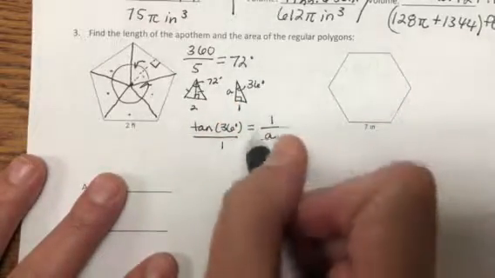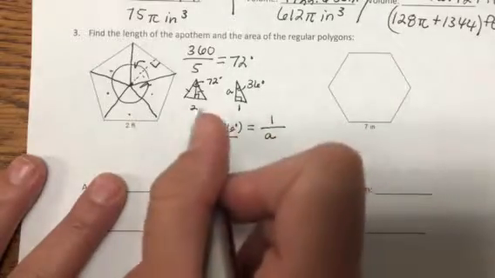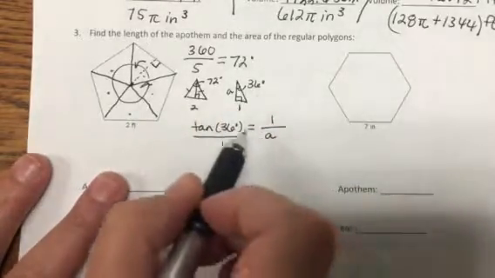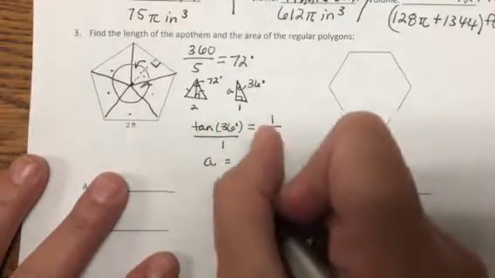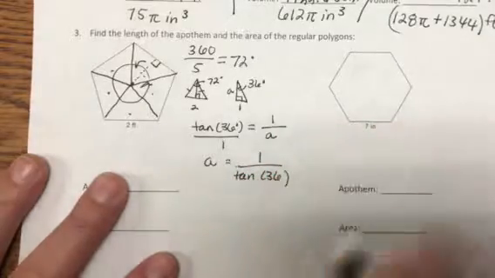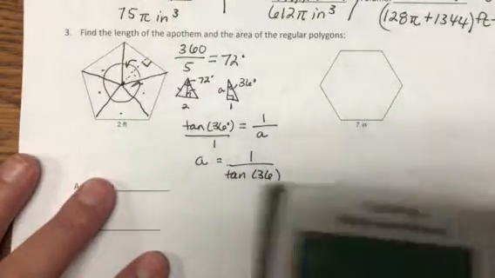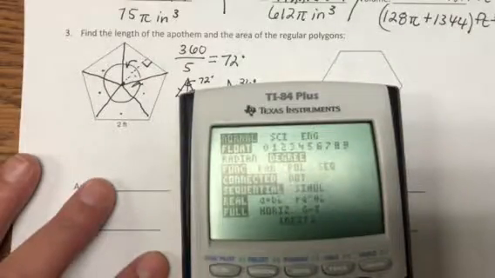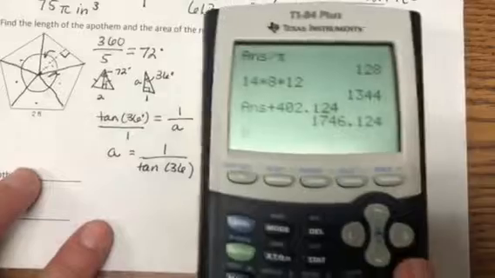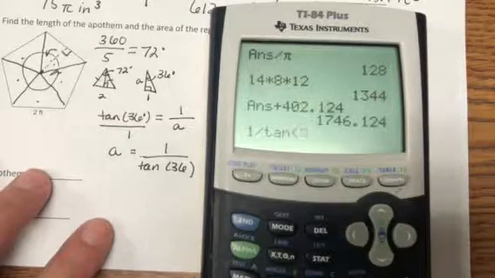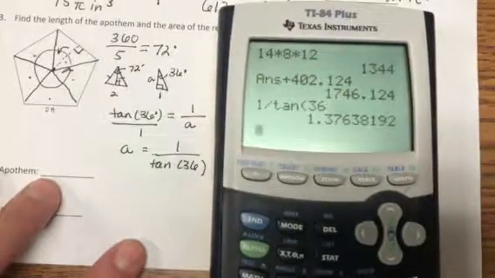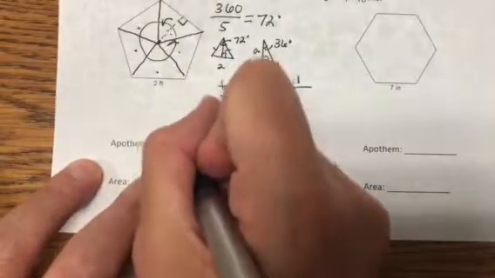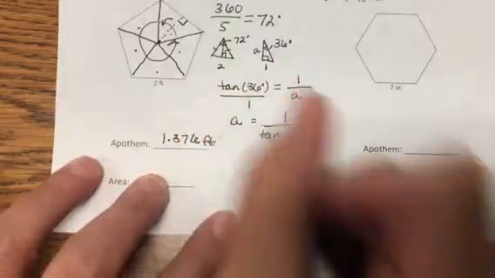When the variable's on the bottom, we can swap our extremes. And so I can put A by itself and do 1 over the tangent of 36. Otherwise, you can cross multiply, get the same thing. All right, make sure your calculator is in degrees, not radians. And you're going to do 1 divided by the tangent of 36. So that gives us the length of the apothem, which is about 1.376. Don't forget units, it's in feet.